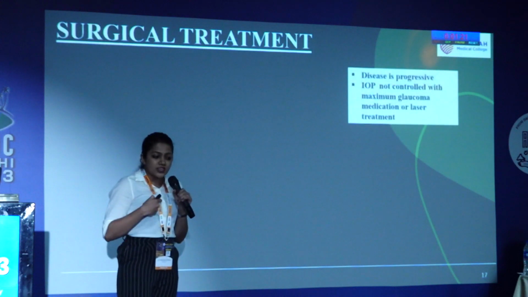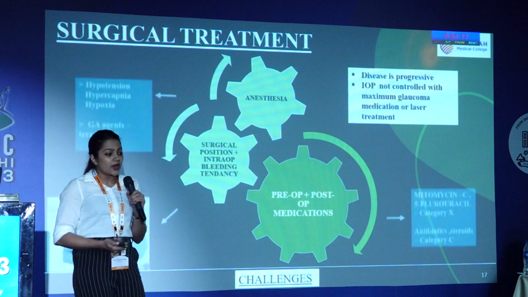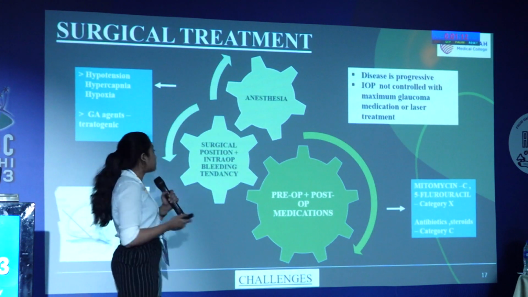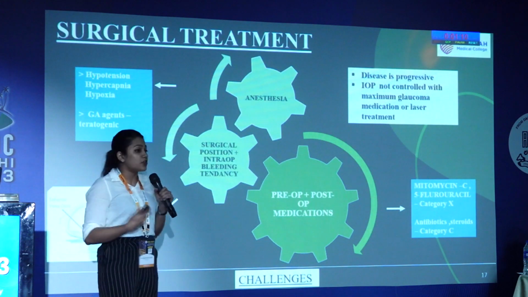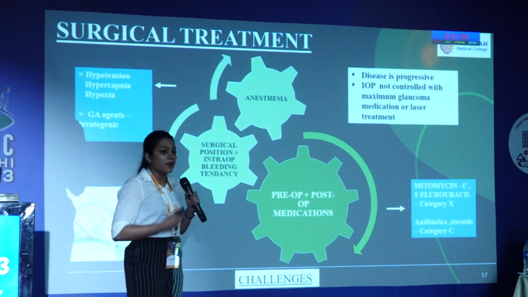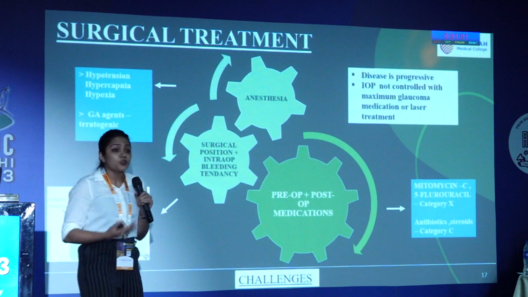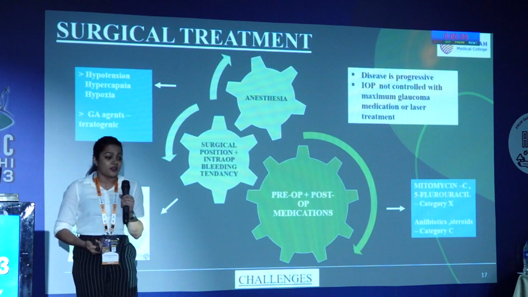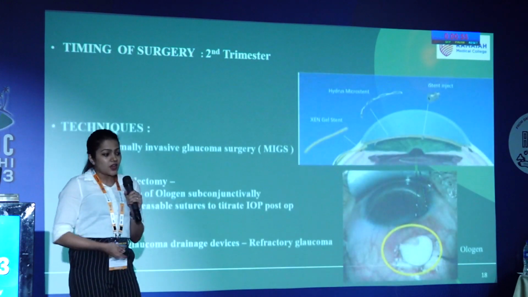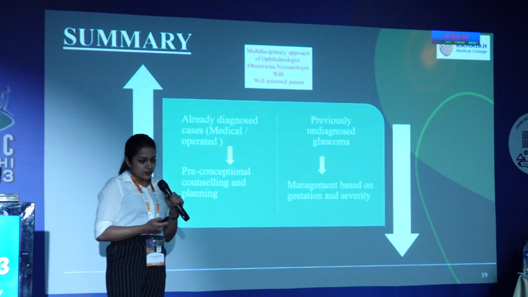Surgical treatment: if the disease is progressive and IOP is not controlled, we have to go ahead with the surgery, where we have to anticipate different complications at various levels, right from the anesthesia, where there is exacerbation of the hypotension and hypercapnia which are physiologically present, along with intraop increased bleeding, surgical positioning, which exacerbates the hypotension, and also pre-op and post-op medications, which are teratogenic. So the timing of surgery is in the 2nd trimester. MIGS is the most commonly preferred surgical modality.